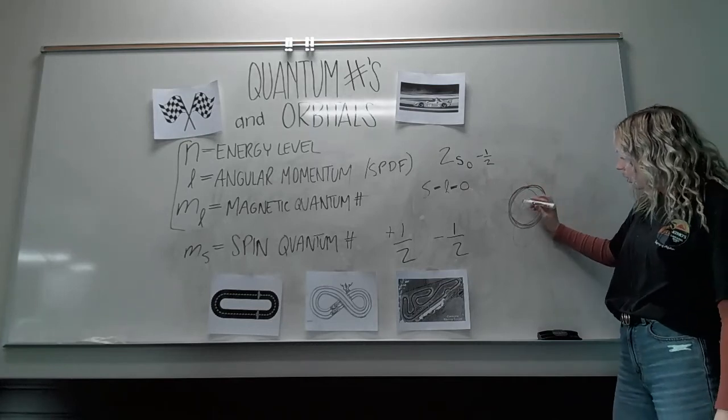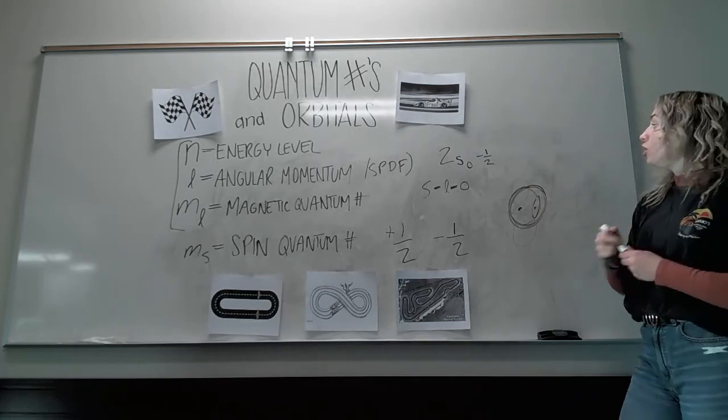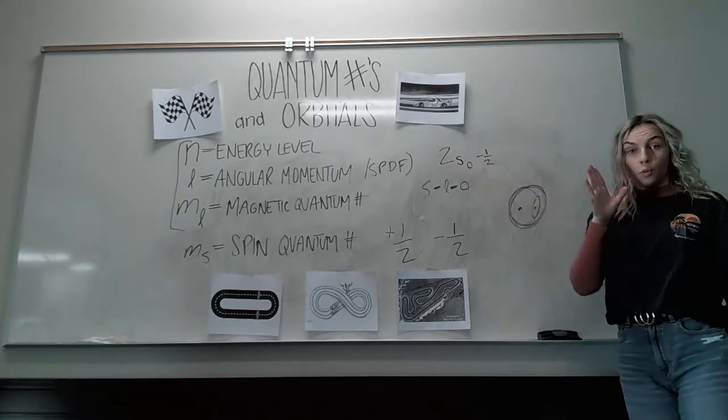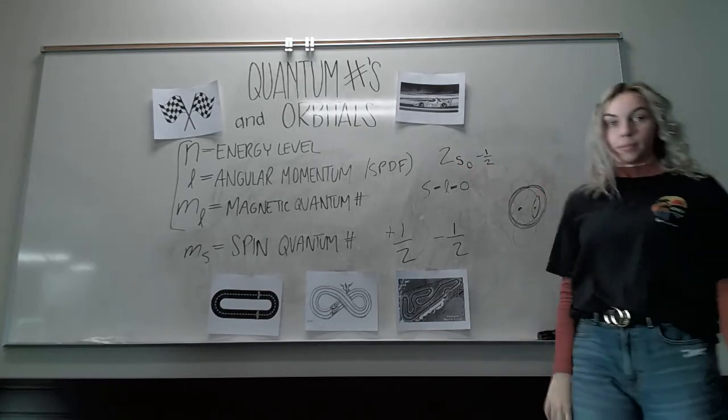So we've got 2 electrons. One's going positive, one's going negative. It would be describing the electron that's going negative. So by using these 4 quantum numbers, we are able to narrow down exactly which electron is being described.